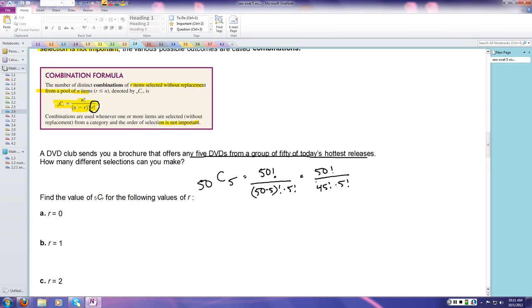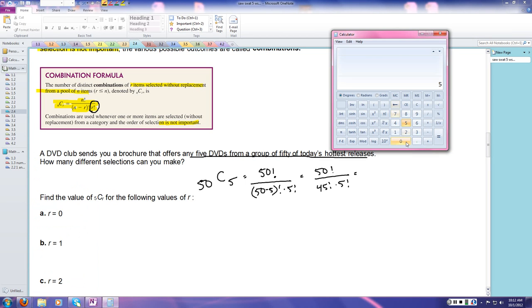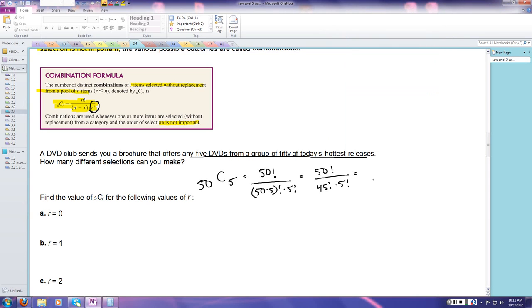And you might have evaluated a problem like this in 2.3. I could put this in my calculator, straightforward like we did in 2.3, right? I could have 50 factorial divided by open parentheses 45 factorial times 5 factorial, close parentheses, and I get, what do I get? 2,118,760.